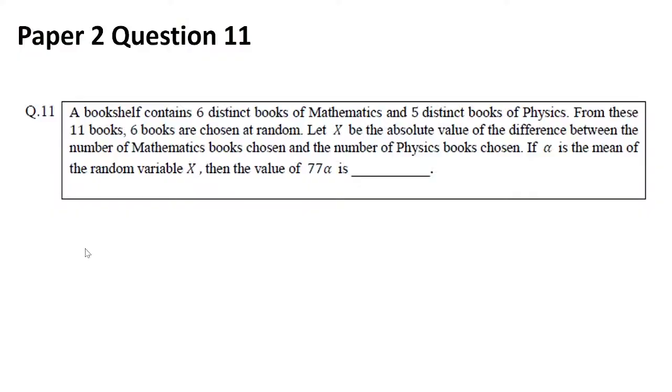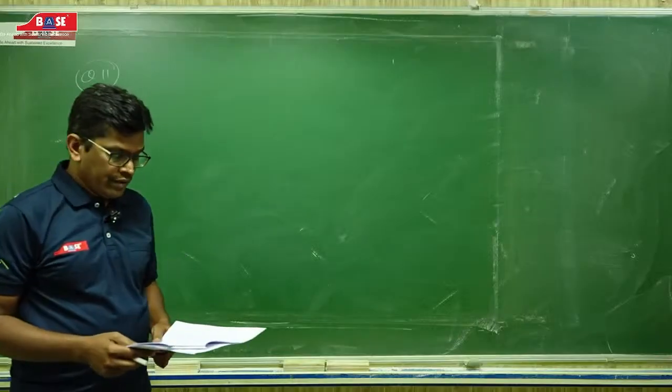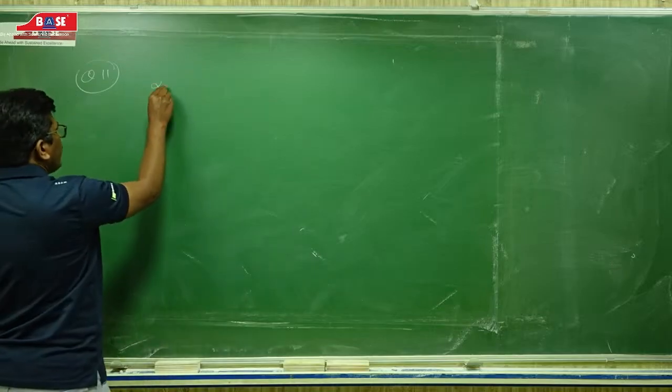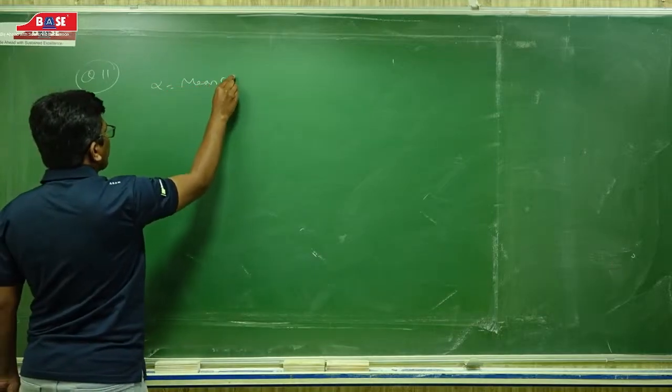And question number 11 belongs to the mean of a random variable. A bookshelf contains 6 distinct mathematics books and 5 physics books. From these 11 books, we have to select 6 books. The question belongs to mean. Alpha equals the mean of the random variable.